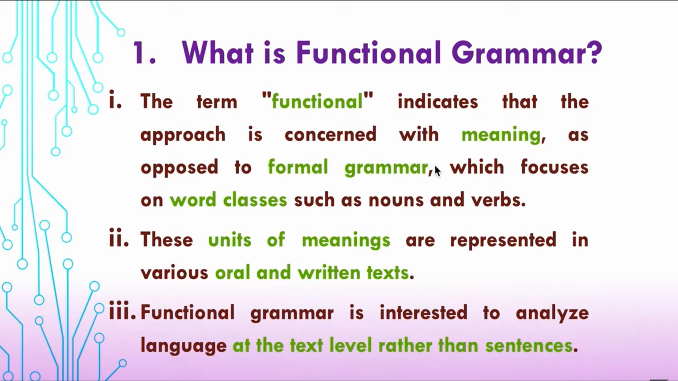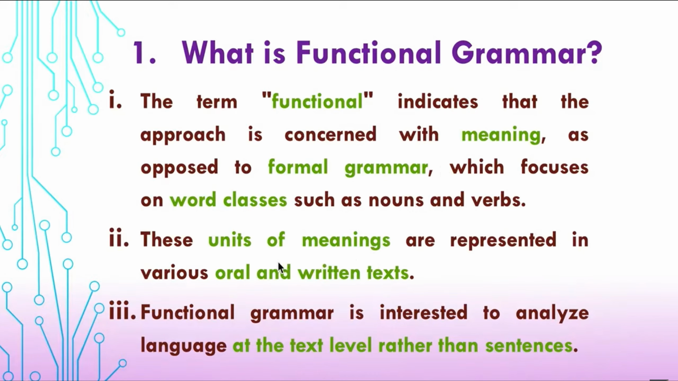Look at the first point, what is the main idea? That functional grammar is that kind of grammar which looks at the text from the point of view of meaning, while formal grammar is the type of grammar which focuses on the grammatical items like nouns, verbs, adjectives, and so on. So, see the difference between the two. Functional grammar is all about meaning, formal grammar is all about classification and explanation of grammatical items. This is the fundamental difference between functional grammar and formal grammar.